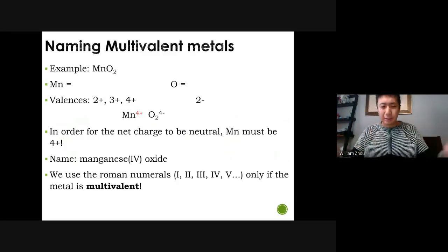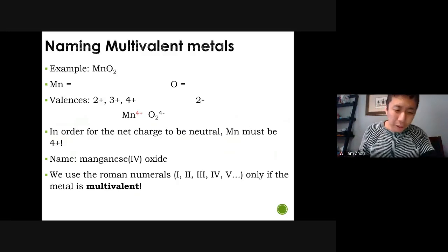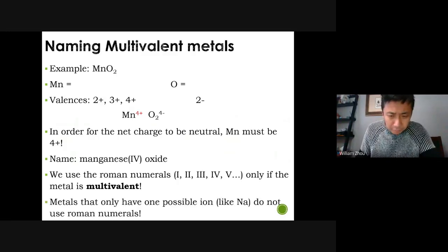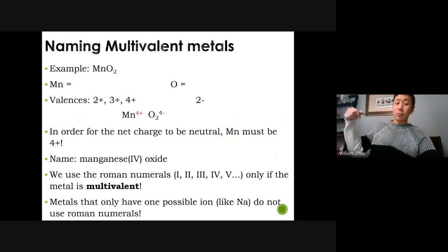But also, when students learn about multivalent metals, they're like, cool, no problem, I got this. And then they use Roman numerals for everybody. No, you only use Roman numerals if the metal is multivalent. If it's not multivalent, you don't use Roman numerals. You see what I mean? You only use it because you don't know which one. If you have sodium, which is 1+, only 1+, you don't say sodium 1. That's not necessary because I know it's sodium. Does that make sense? So sodium, you don't need Roman numerals for that. In fact, if you put Roman numerals, I will mark it wrong.